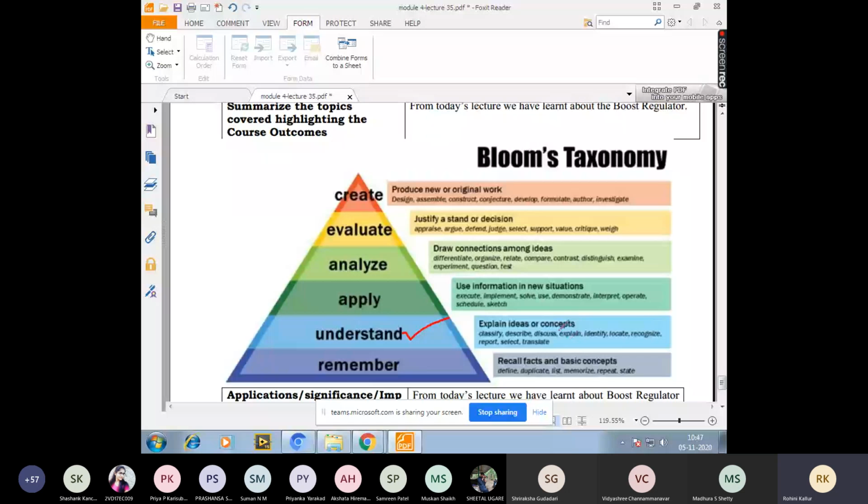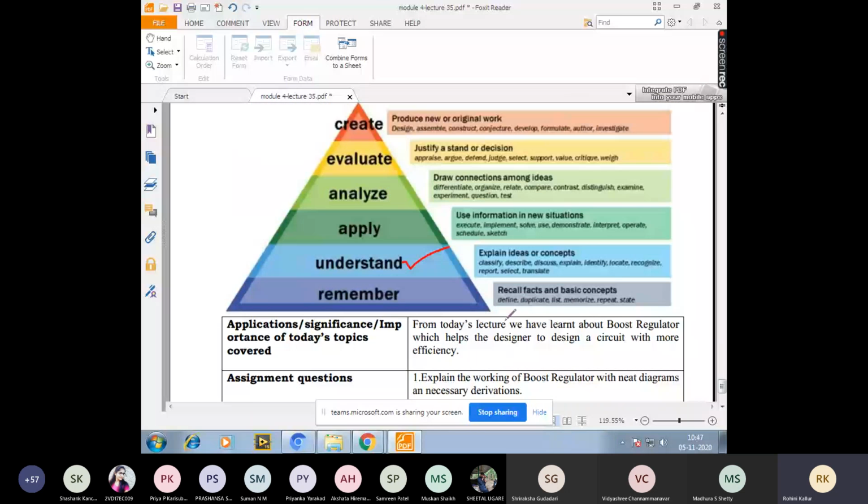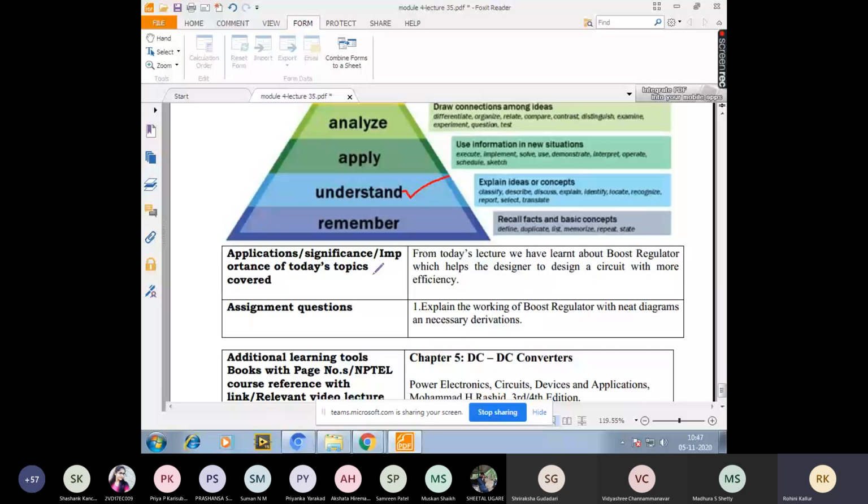The application where it will be used is whenever a designer is designing a circuit with more efficiency and needs an output voltage which is higher, or a boosted version of the input voltage. At that time we will go in for this boost regulator. The assignment question is: explain the working of a boost regulator with a neat diagram and the necessary derivations. Whenever this question is there in the question paper, it will be a minimum of 12 marks, so you can write the circuit, its equivalent circuits, its waveforms, plus all those derivations.